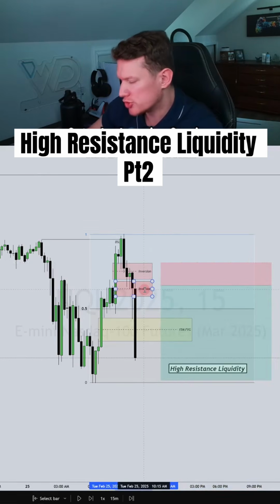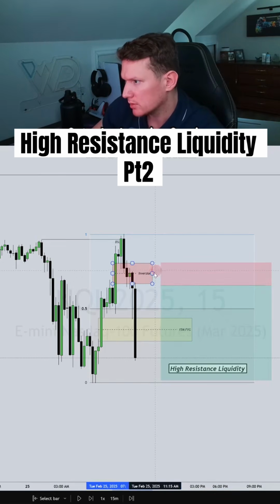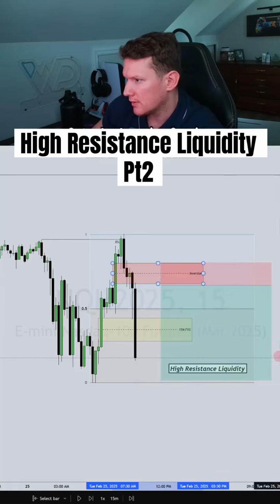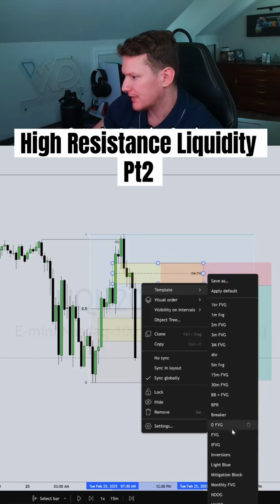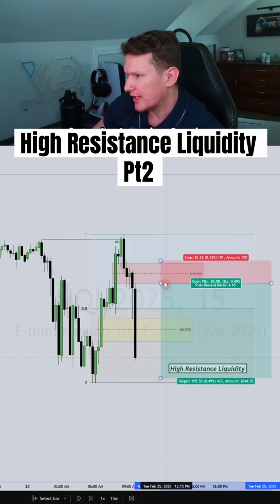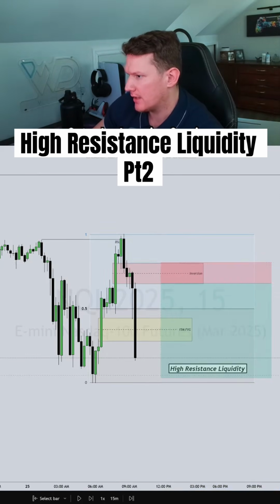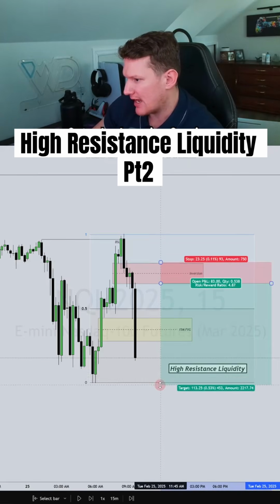Let's say, for example, you shorted the 15-minute gap here, which would have made sense, right? Here's a 15-minute FVG that now got flipped into an inversion. You're taking an entry right here. Stops are above that. And TP is going to be down here.